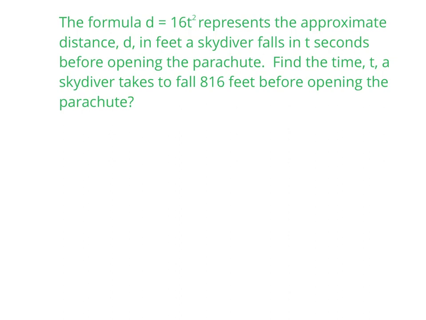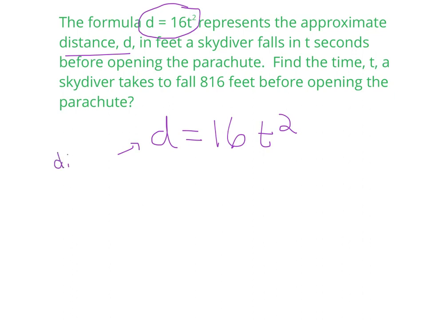Alright, last story problem involving roots. There's a lot going on in this one, so we kind of got to break it down. So the formula, d equals 16t squared. I'm just going to go ahead and real quick rewrite that. d equals 16t squared. Represents the approximate distance, d. So this d represents distance.